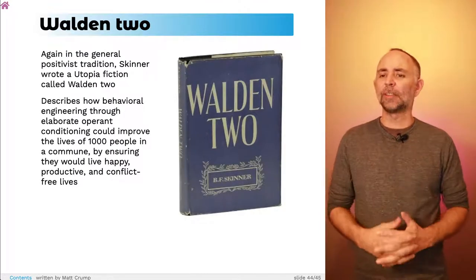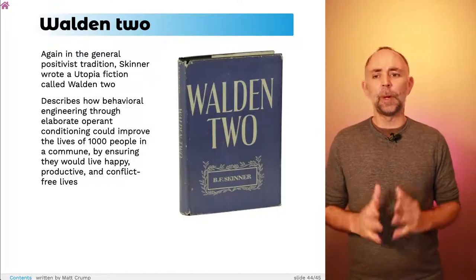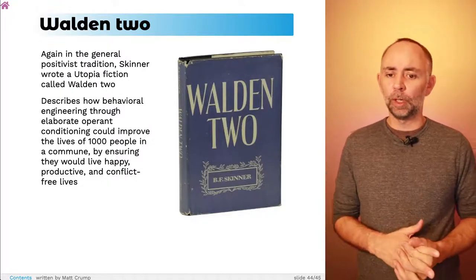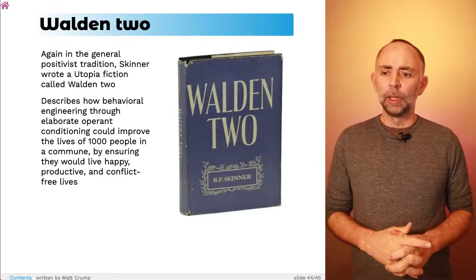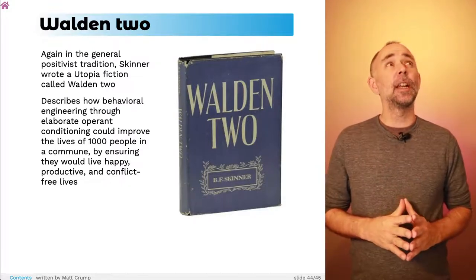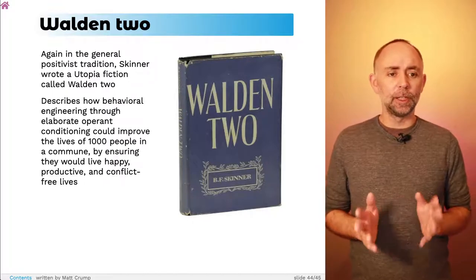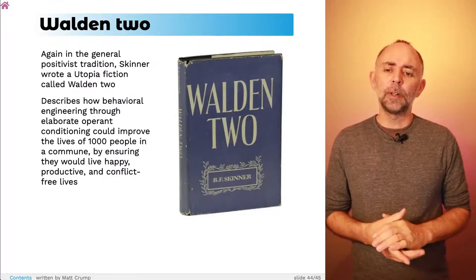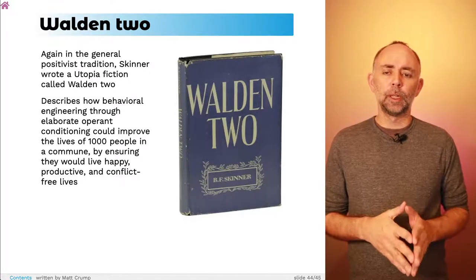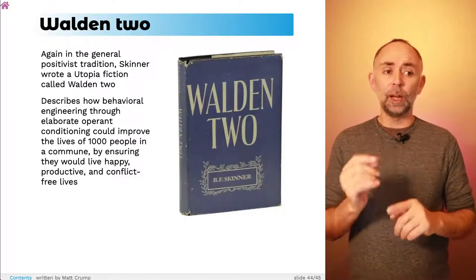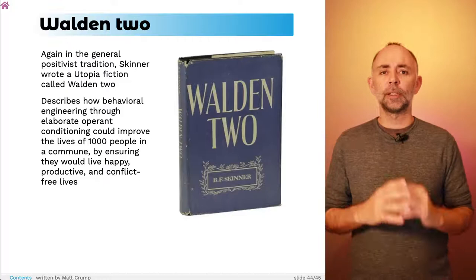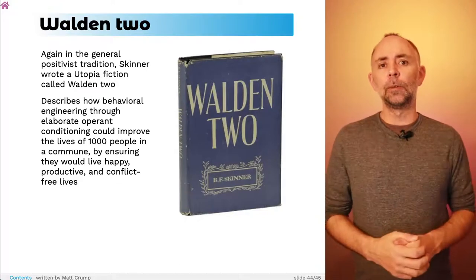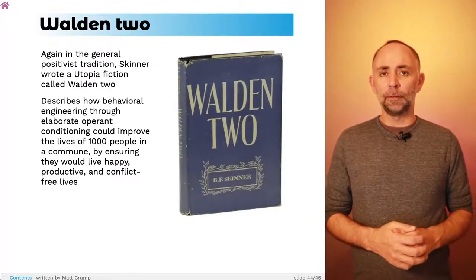And we got the second to last slide. Again, in the general positivist tradition, Skinner wrote a utopia fiction called Walden 2. And before I read this, let me just say, at the end of his 1938 book, where he's talking about operant conditioning and lever pressing in rats, which is a very simple behavior, he was fairly optimistic that he would be able to describe, predict, and control that one simple behavior quite well, and that a science of behaviorism could proceed from this one simple behavior, likely to include more complicated behaviors.